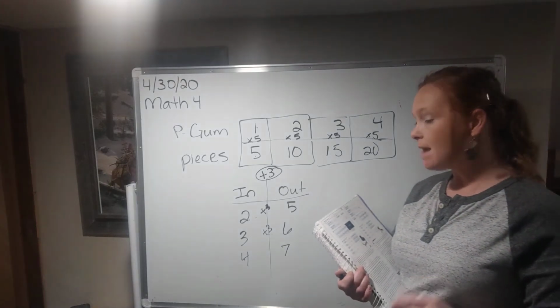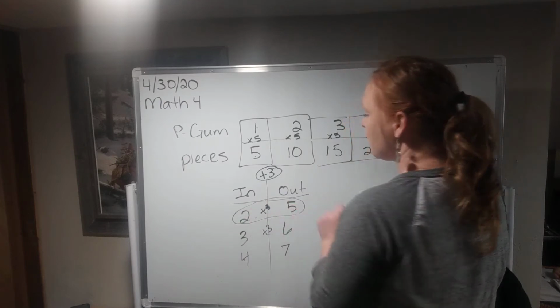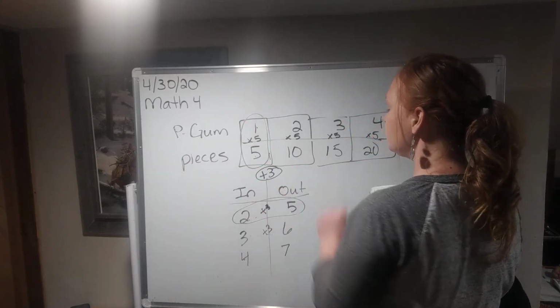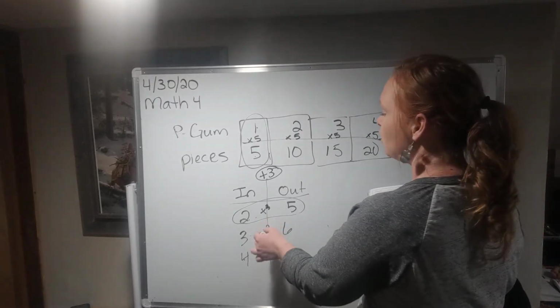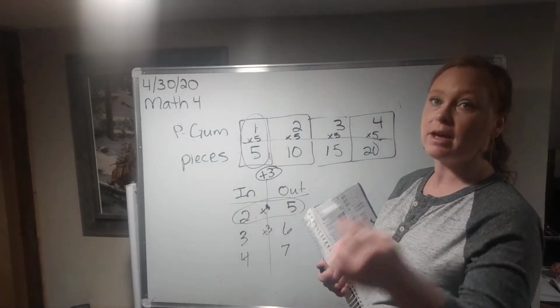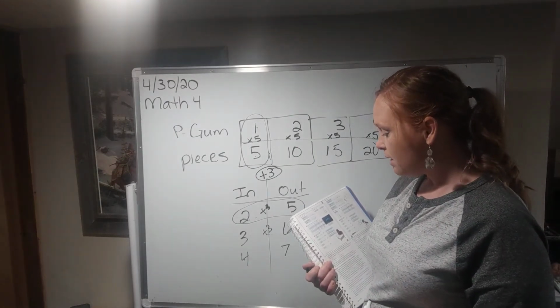Okay? So every time you have to figure out how to get from one to the other, just like we did here. But it has to work for every number. Okay? So I can't multiply here, add here. You have to have the same rule for each one.